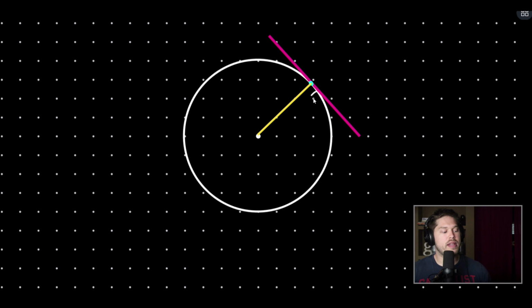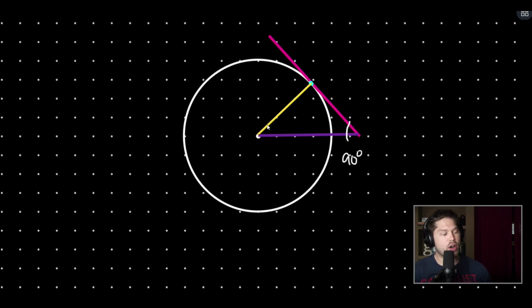So if we're assuming that this radius is not a 90-degree angle, then that implies there must be some line that extends from the center of our circle, which intersects our tangent line, that is a 90-degree angle. Okay, so let's say that position is just right here. Therefore, we're saying, hey, this angle is a 90-degree angle. Now, why is this not possible? Why does this make no sense at all?